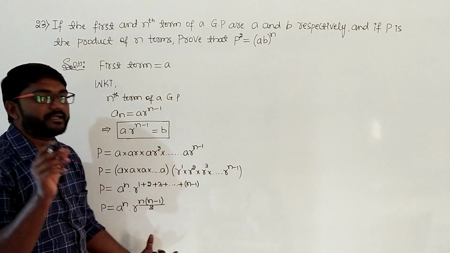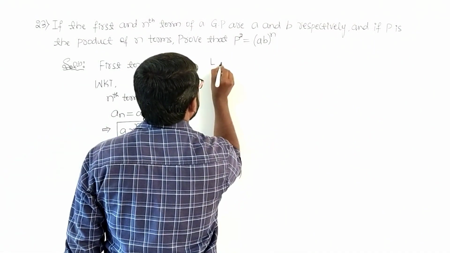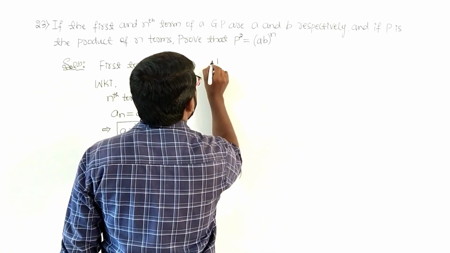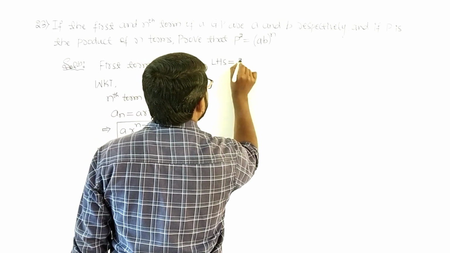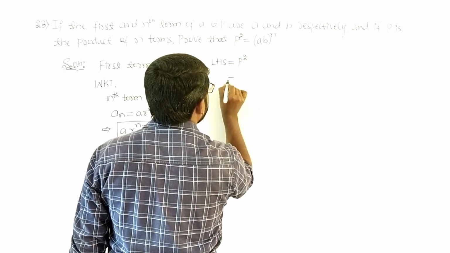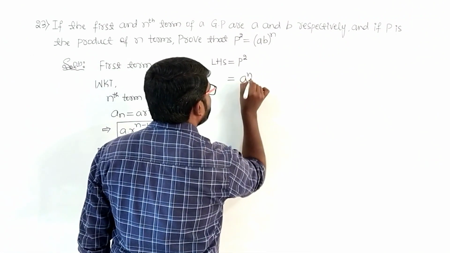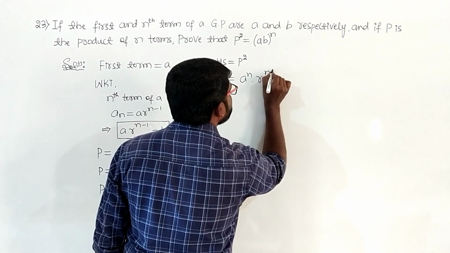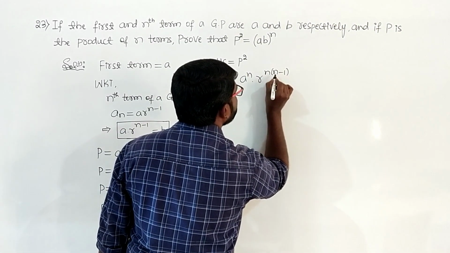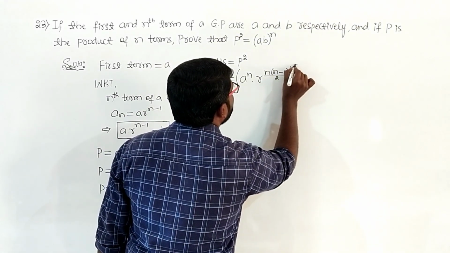So now we will take up the left hand side. LHS is equal to P square. What is P here? I will replace P: A raised to n into R to the power n into n minus 1 divided by 2, then whole to the power 2.